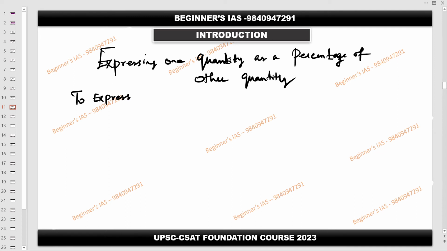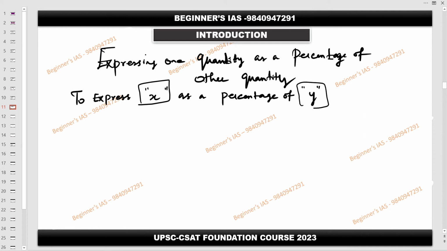So to express one quantity, x, as a percentage of y: that quantity x should be expressed in terms of a percentage of y. To solve this, just use this one. Percentage is equal to x by y into 100 percentage.